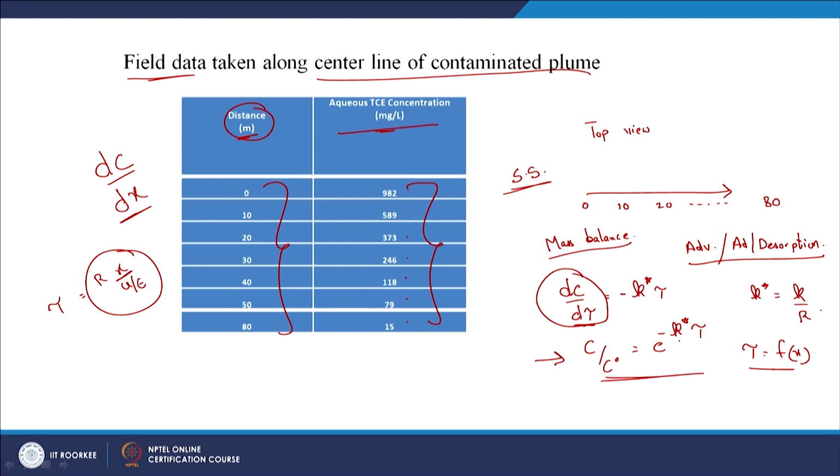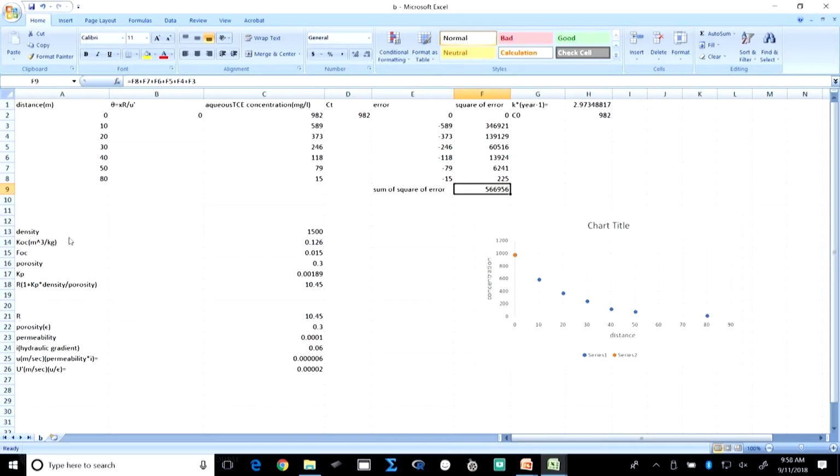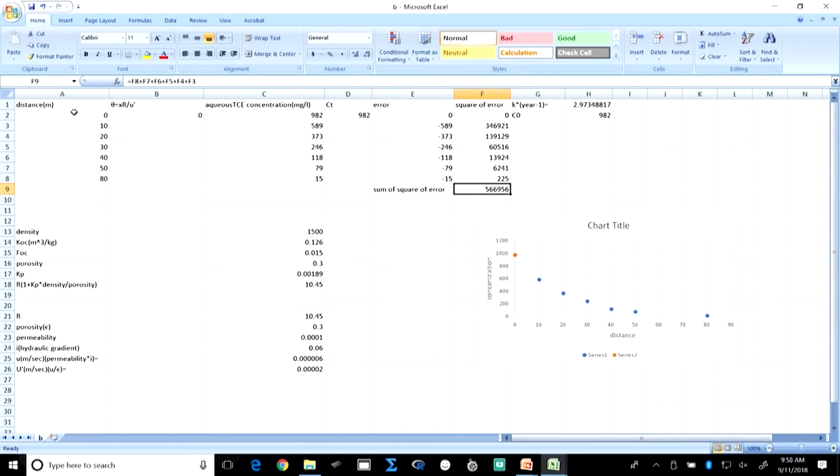So now we are going to fit this model to all this data and then calculate the rate constant. Let us look at that for now. Here I have the relevant data and the relevant constants written down, so that we can go ahead without a greater delay. Here I have the data for distance, and here I have the concentration, the observed concentration from the field data. Here I have written it down as theta because I could not find tau, but obviously this is tau equal to x times R, the retardation factor, by the seepage velocity.